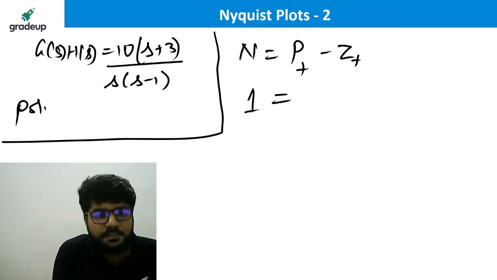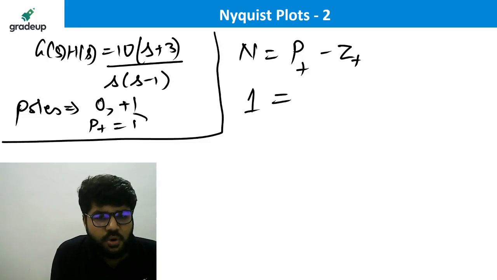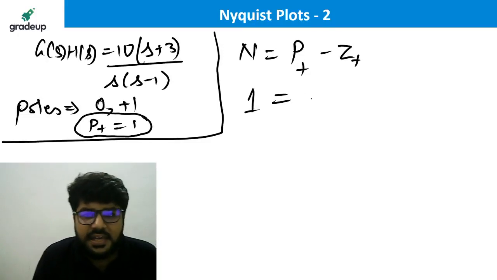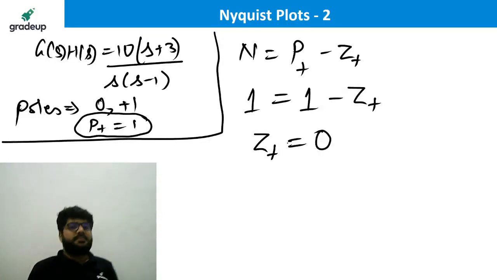And what are the poles? It is at 0 and plus 1. There is one pole of GS. What is P plus? Poles of GSHS in the RHP. So P plus is equal to 1 and hence the system is stable because Z plus is 0.